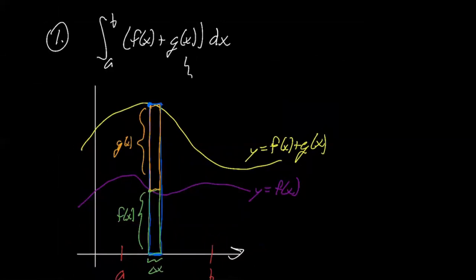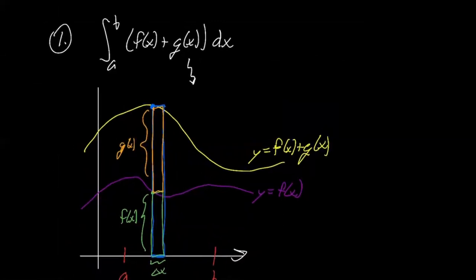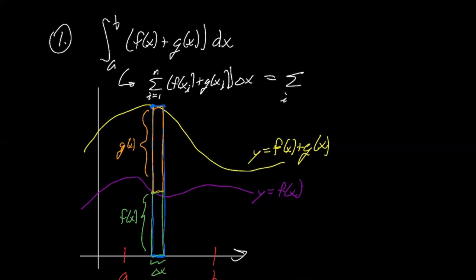If you think about this as related to some sort of Riemann sum for f of x plus g of x, let me write this a little bit better. So if we think of this as related to some sum of f of xi plus g of xi times delta x, then each individual term we can break up. We can rewrite this as the sum from i equals 1 to n of f of xi delta x plus g of xi delta x.